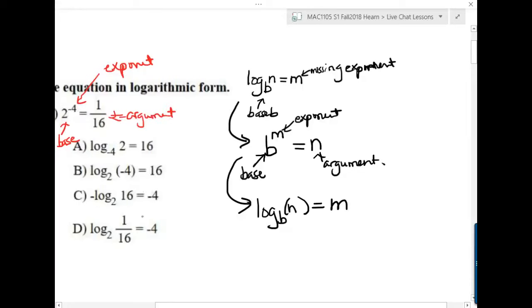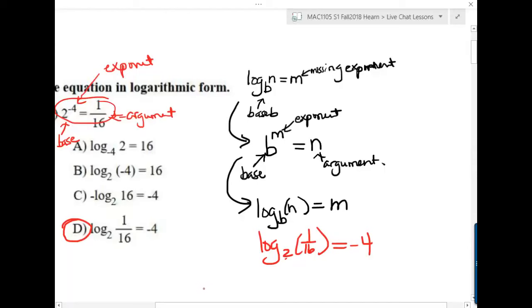So that would mean that we're going to have log base 2 of 1/16 equals -4. Or another way of saying that is the power you raise 2 to get 1/16 is -4. That's what we had here, right? So that would be item number D. Log base 2 of 1/16 is -4.